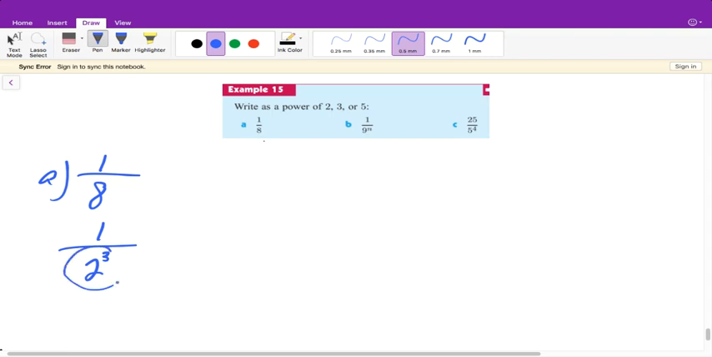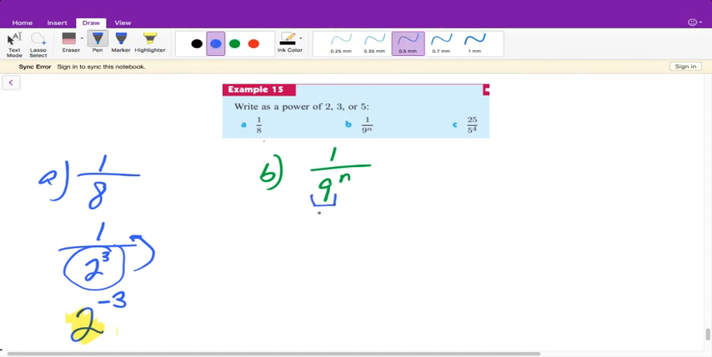So in this case, we need to rewrite this so that there is no fraction. That means I need to move it to my numerator. If it's positive to begin with and I want to move it to my numerator, I need to make the power negative. All right, so this is being raised to a power, this is a power of 2, 3, or 5. Then the next one. Here we have B, we have 1 over 9 to the n power. Same thing, we need to rewrite this as a base of 2, 3, or 5.